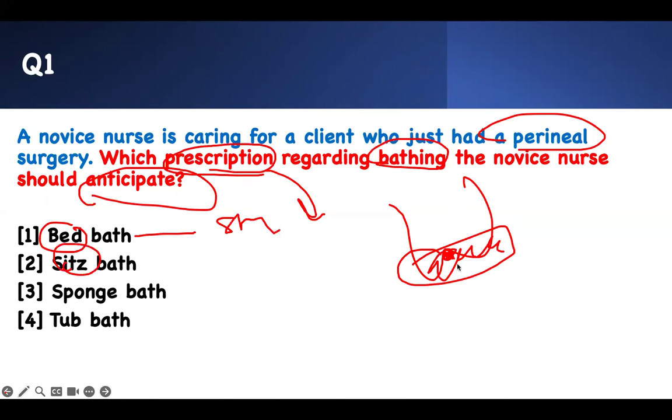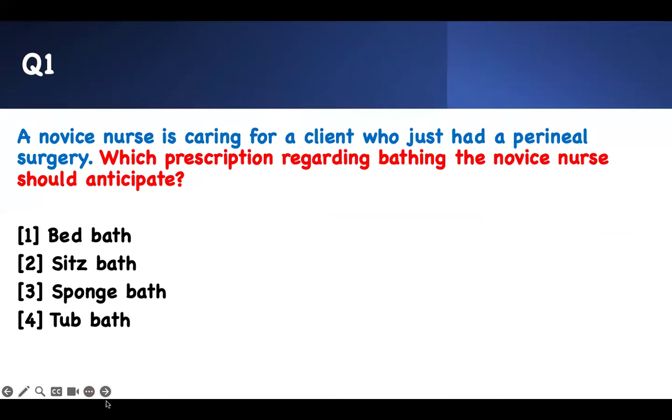Sitz bath, yeah, you go through that area, the heat from the solution numbs the area and takes care of the infection. Sponge bath is the whole body, and tub bath is a therapeutic bath, where we put medication in the solution to take care of the whole body. It's not perineal. Number one is down.